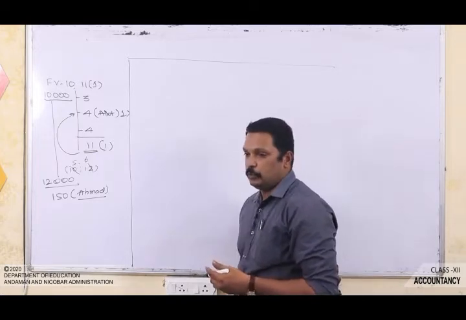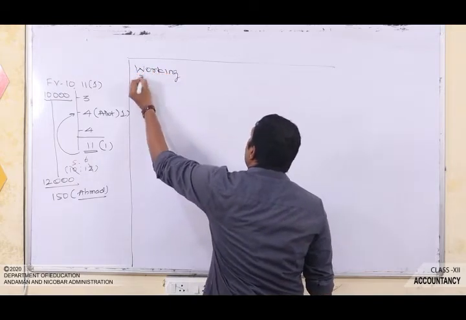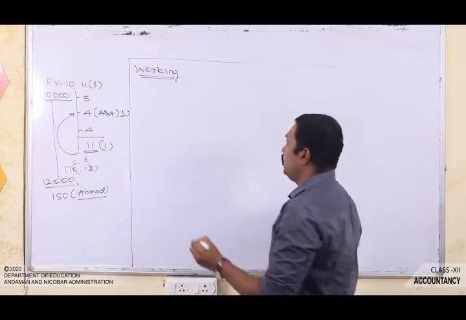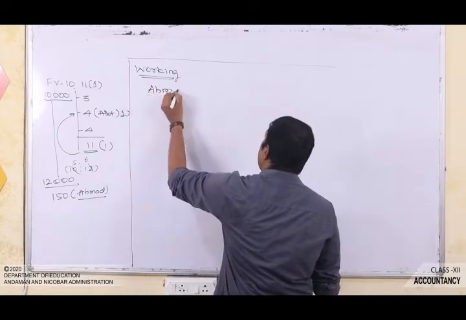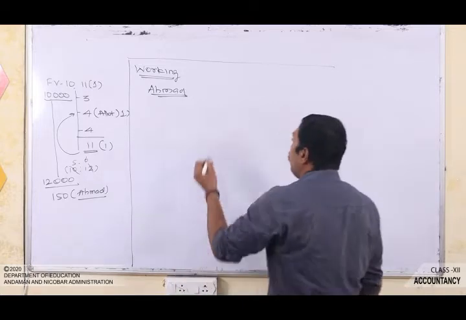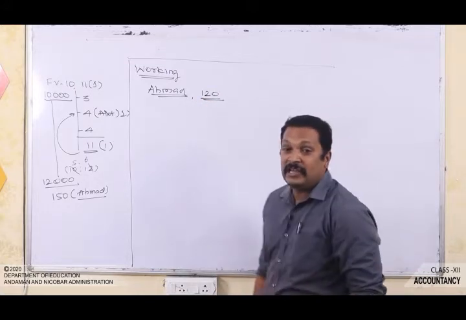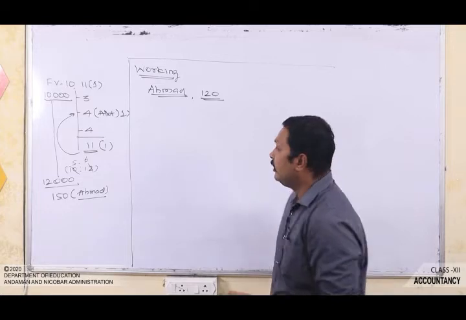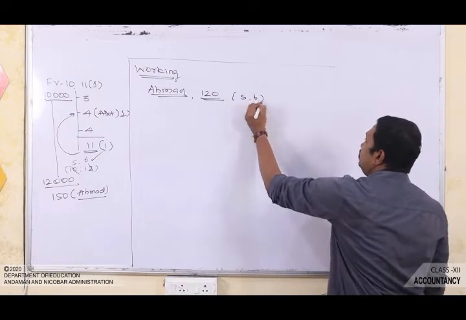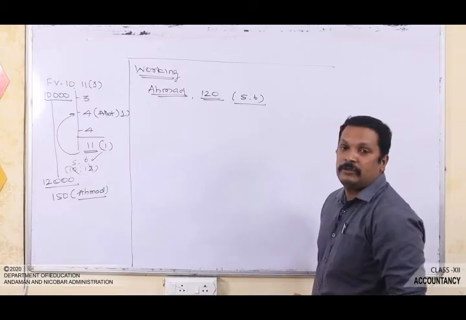So, how to prepare the working note? You have to take the shareholders concerned. How many shareholders are there who didn't pay? There are two shareholders. One is Hamid. Start with Hamid. What is given in the question? Hamid is the applicant of 120 shares. How much we allotted, we don't know. But we know the pro rata ratio that is given just now, 5:6. We have to apply that proportionate rate, then we can get how much was allotted.